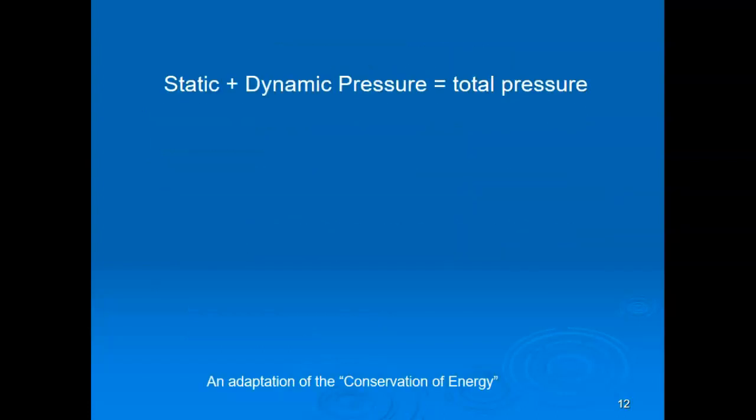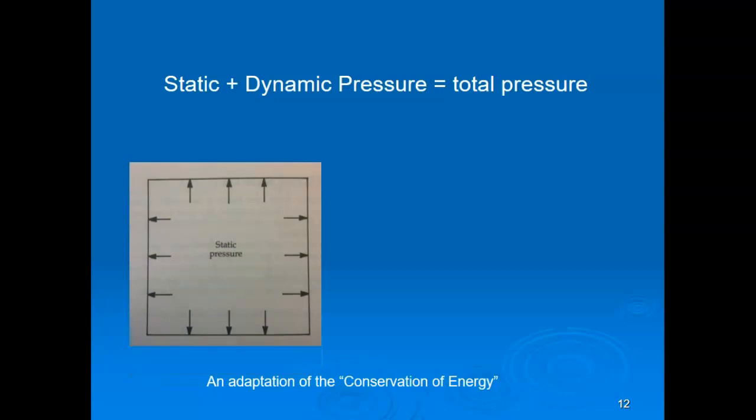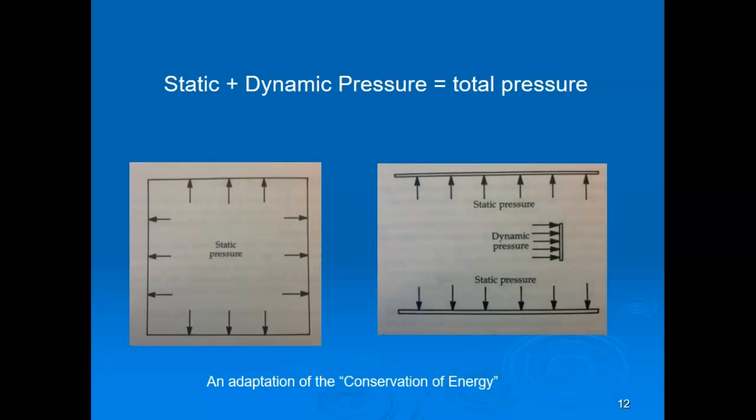According to the conservation of energy, static pressure plus dynamic pressure equals total pressure, and total pressure is a constant. So if static pressure goes up, dynamic pressure must go down. If dynamic pressure goes up, static pressure must go down. Again, static pressure is the pressure of ambient or still air. Dynamic pressure is the pressure of moving air. And dynamic pressure plus static pressure equals total pressure.